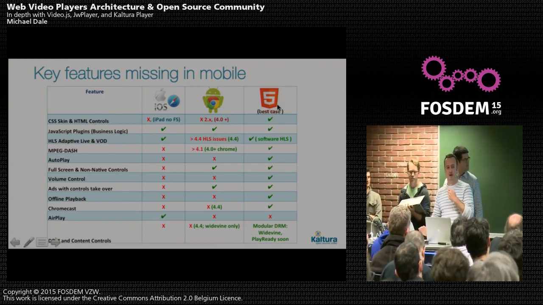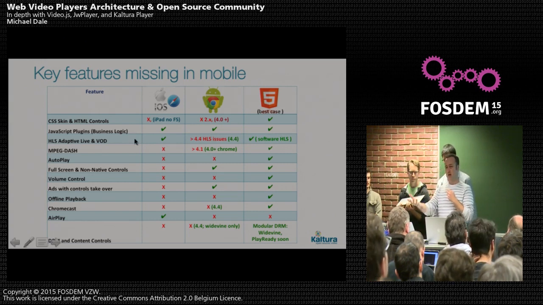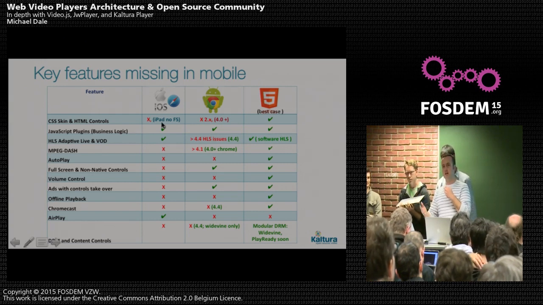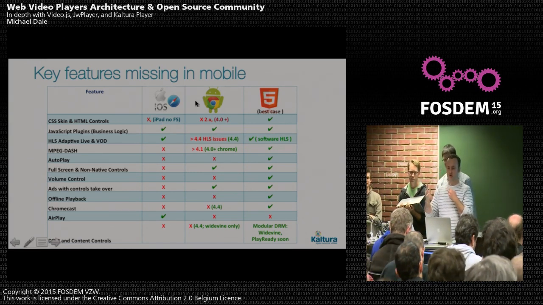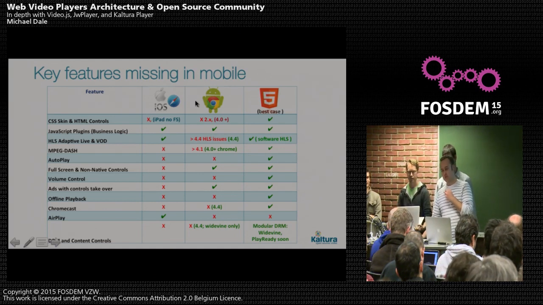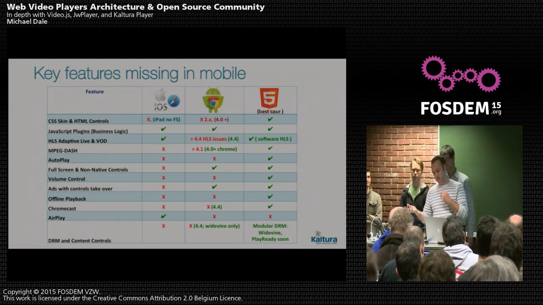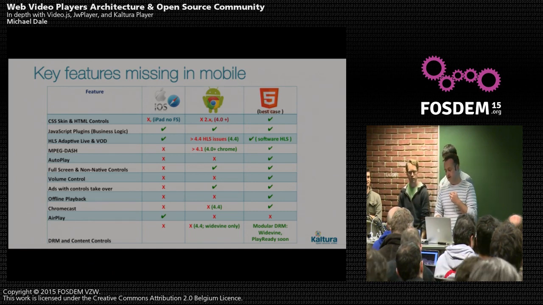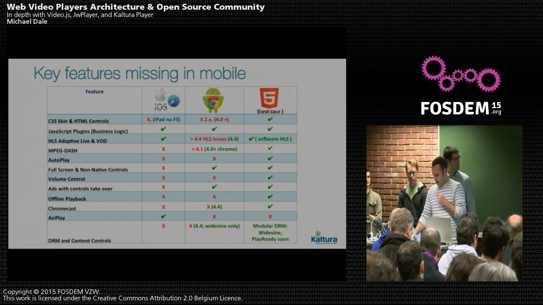This best-case HTML5 on the right-hand side would be something like the latest Chrome or Firefox, versus what you get by default on a mobile Safari or a mobile Chrome, depending on the Android version, of course. You can see it gets better over time for Android as new features get introduced. I won't go through the whole list, but things like autoplay is a basic one, Chromecast, full screen controls, being able to control the player interface, DRM.